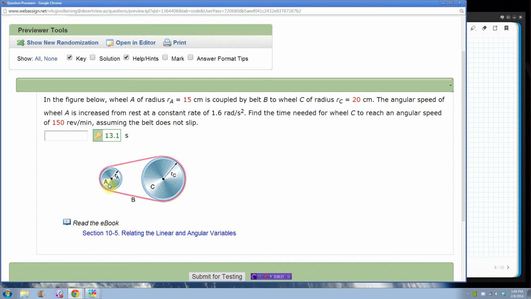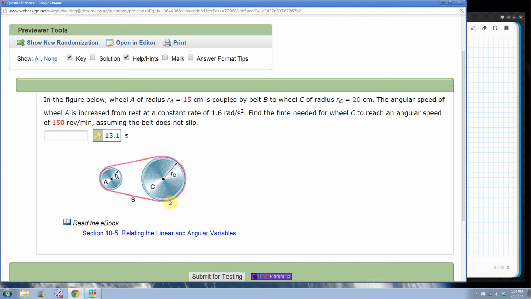The angular speed of A is increased from rest at a constant rate of 1.6 radians per second squared. I want to find the time needed for wheel C to reach an angular speed of 150 revolutions per minute, assuming the belt does not slip.